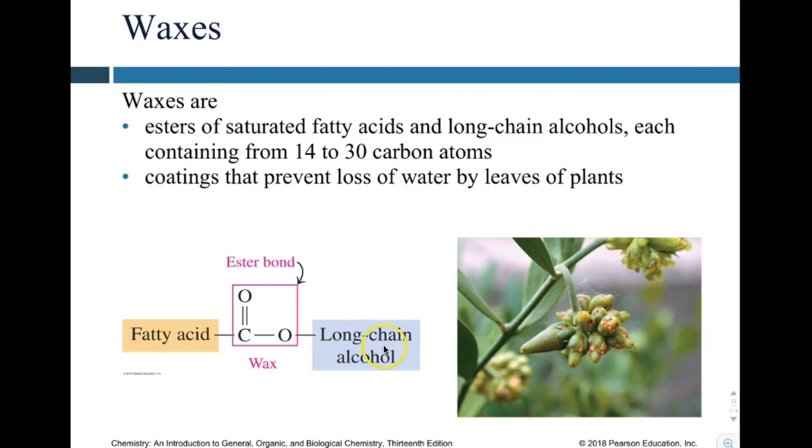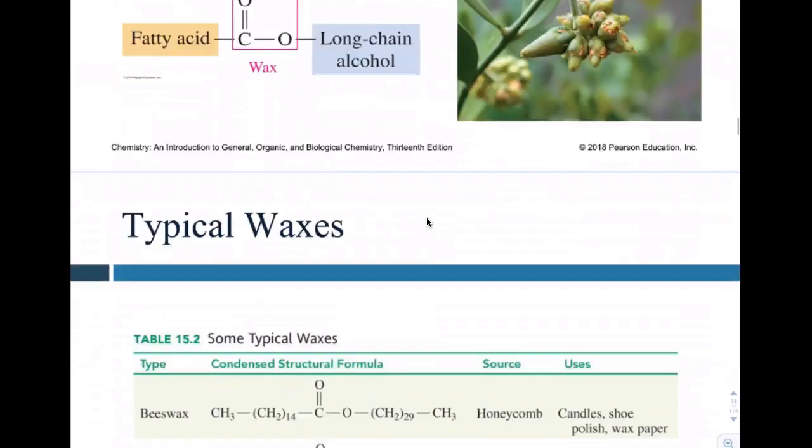Now, are you going to see an OH? No, you're going to see an ester for a wax. But one side comes from the fatty acid, just like every ester, and the other side comes from an alcohol, just like every ester. It's just now we're talking about 14 to 30 carbons instead of like 5 carbons on each side, okay? And a lot of plants use waxes on their leaves so that the water doesn't get out.